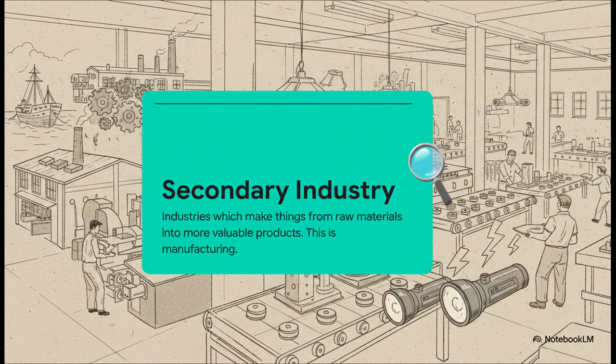And then you have secondary industries. Now, this is the one that's super important for us today. These industries take all those raw materials and transform them into something more valuable. This is the world of making things. This is manufacturing. And our Hong Kong torch factory fits right in this box.